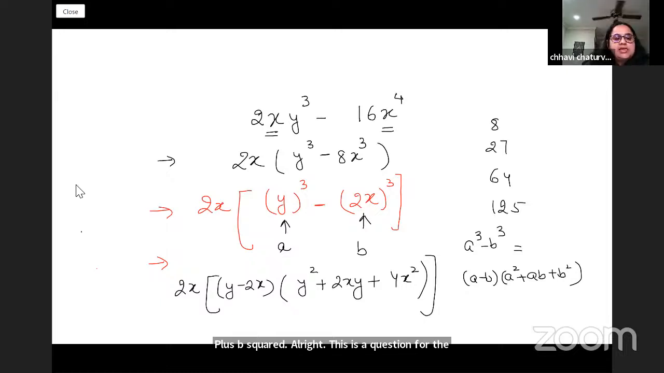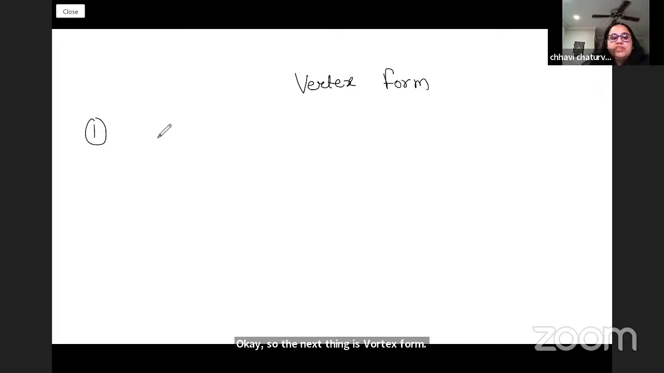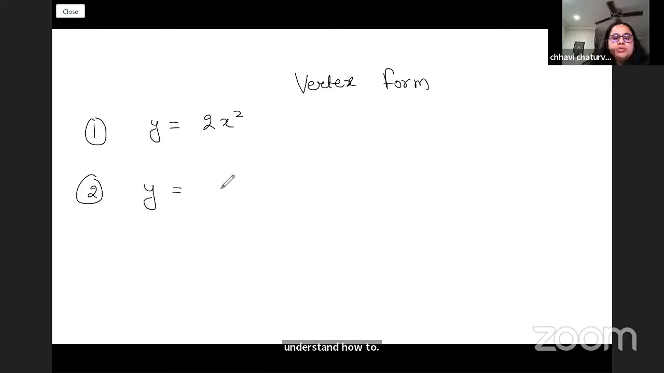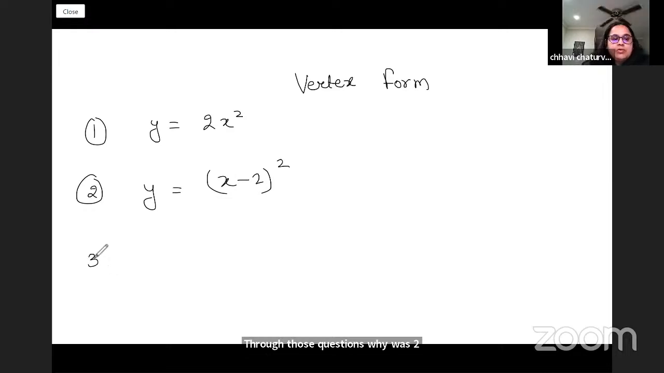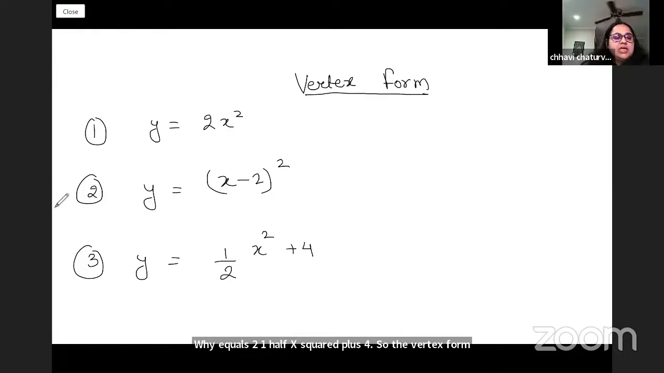Okay, so the next thing is vertex form. I'm going to write down a few questions with the vertex form, and then I really hope we can understand how to do those questions. y equals x minus 2 squared. y equals 1/2 x squared plus 4. So the vertex form is finding the vertex. Once you find the vertex, I think you guys know what to do next, but how to find the vertex.